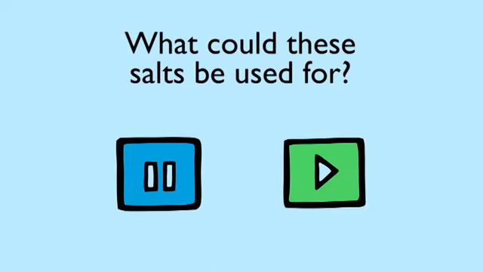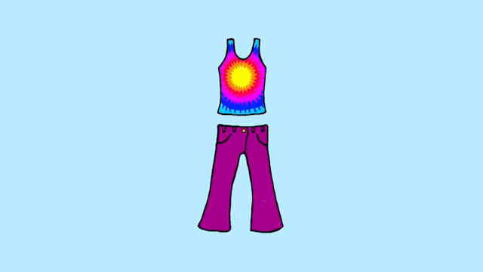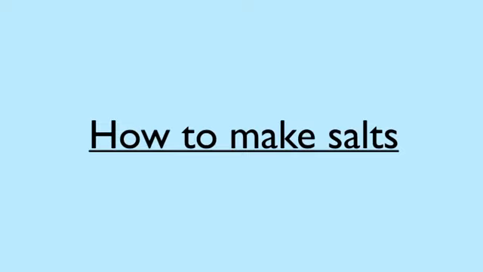Pause and have a think, then resume. The answer is they're used for dye pigments to colour our clothes. If you ever get the chance to enjoy some fireworks, the bright colours you can see are produced by burning the salts of various metals.